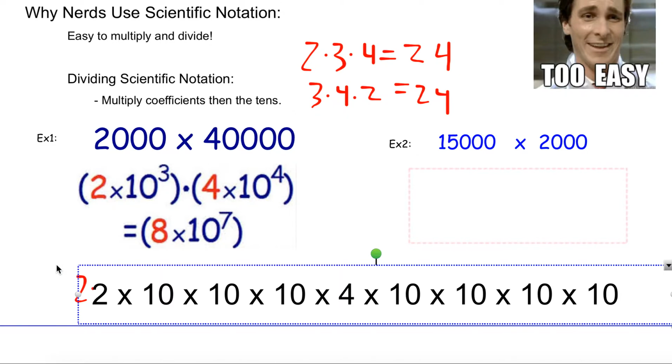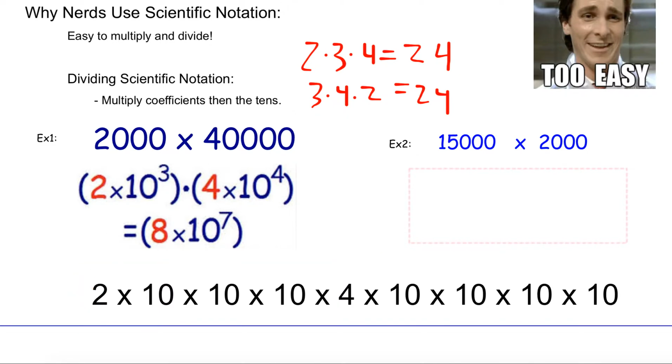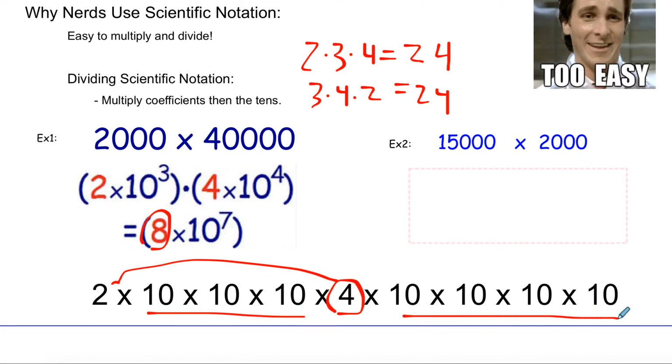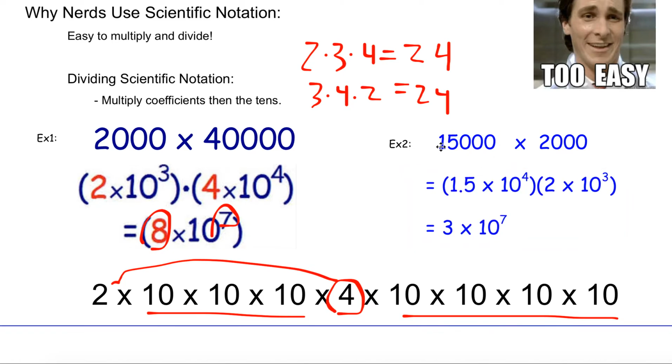So instead of multiplying them out like this, you just move the 4 over, switch their order, multiply the 2 and the 4, that's where you get the 8, and then multiply the 3 10s and the 4 10s, and that's where you get the 7 10s. So you can do the same thing here. This is 1.5 times 10 to the 4th, this is 2 times 10 to the 3rd, and you can multiply them together and get 1.5 times 2 is 3, and 10 to the 4th times 10 cubed is 10 to the 7th. Neat.